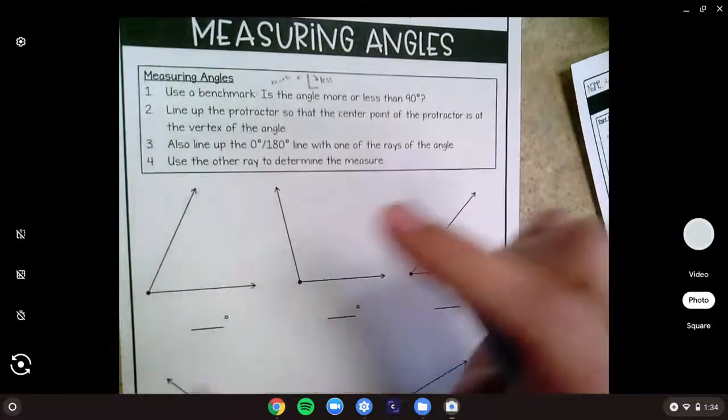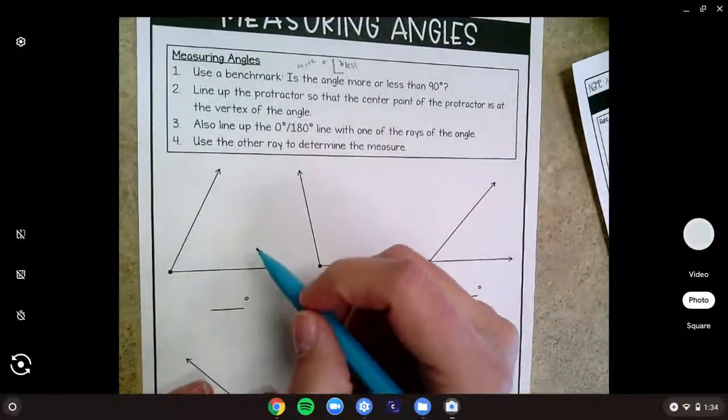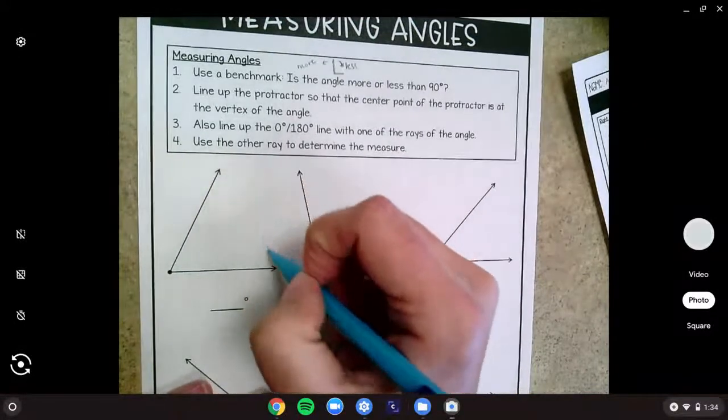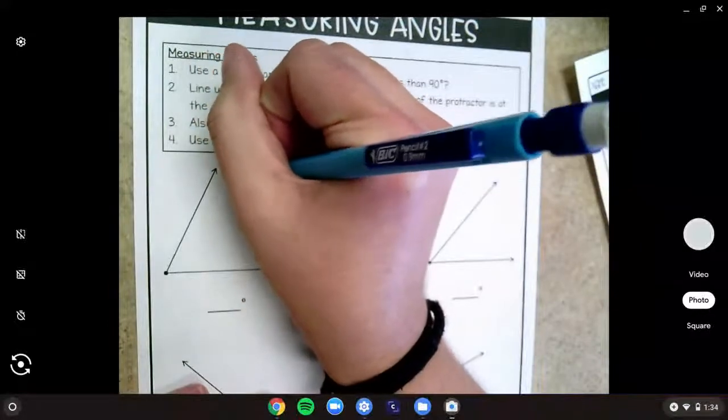Okay, so we're picturing that in our head. So looking at this one, I'm thinking this is less than a right angle because it's smaller. So in my head, I would think acute, and I might want to write that until I get more comfortable naming my angles.